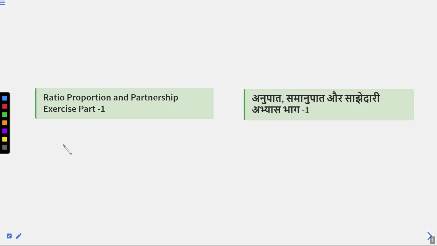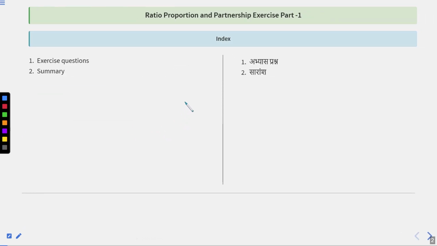Hello students, our today's topic is ratio, proportion and partnership exercise part 1. Let's discuss. Now our index is exercise questions and summary.